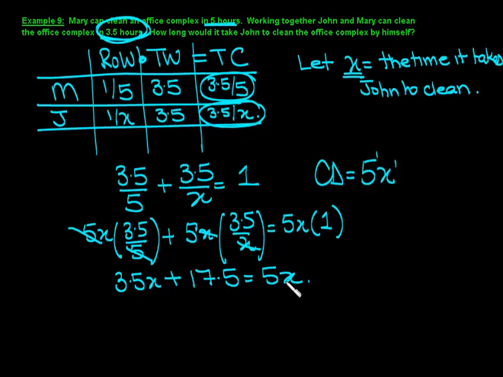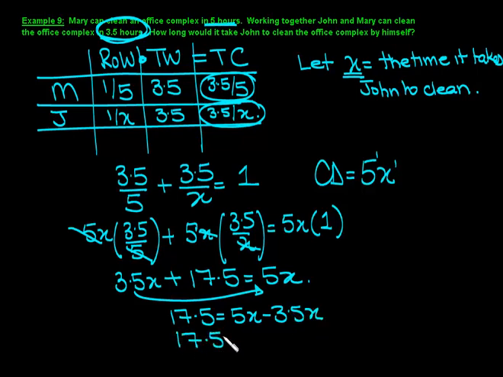Okay, and then it's just a matter of solving for x. Move x terms to one side, so I'll move it to the right, I'm sorry. 17.5 is equal to 5x minus 3.5x. So we get 17.5 is equal to 1.5x. So you get x is equal to 17.5 divided by 1.5. You divide both sides by 1.5. So you end up with 11.67 hours. So it would take John 11.67 hours to do the job alone.